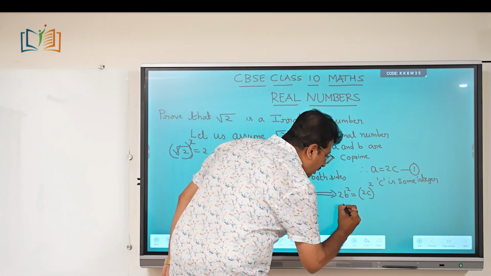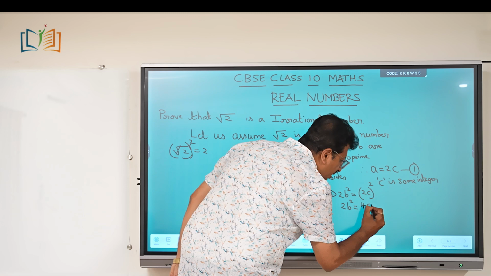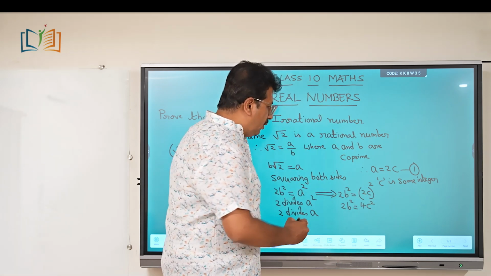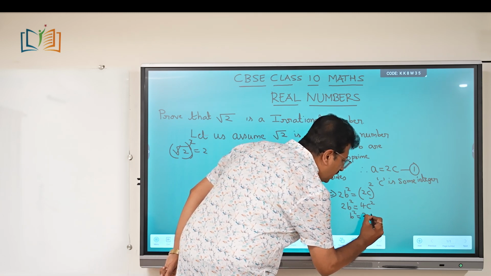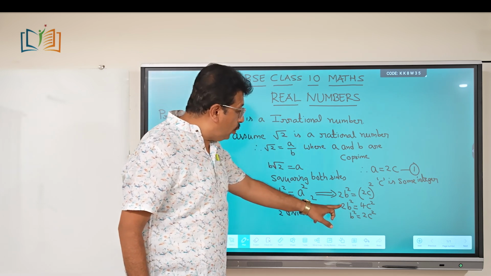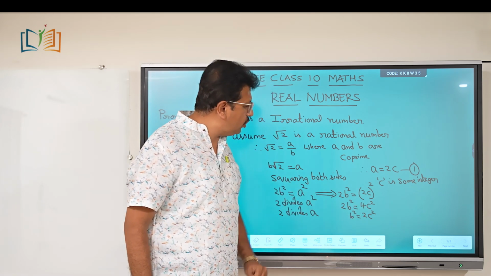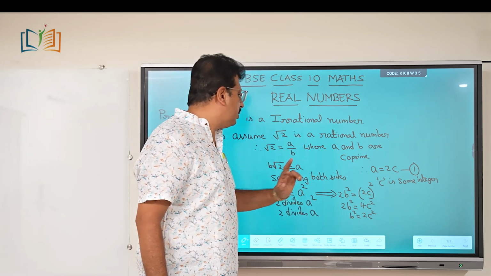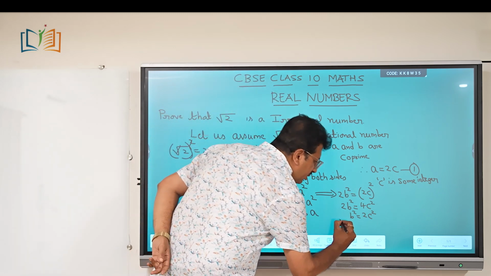So what are you going to get here? 2b square equal to 4c square. I hope everybody knows this, because 2 square and c square. So definitely you can write b square equal to 2c square. I think again you understand now. So 2b square equal to 4c square, or b square equal to 2c square. What it means again, 2 divides b square. That is what it implies.